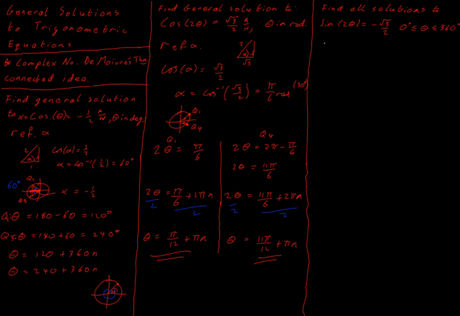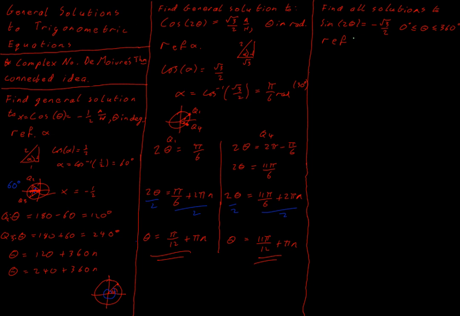Same steps as always. We're going to find our reference angle for our 2 theta. So we're going to treat this like it was just sine of theta was equal to minus root 3 over 2, and then at the end we're going to divide everything by 2. If it was 3 theta here, we would divide everything by 3.